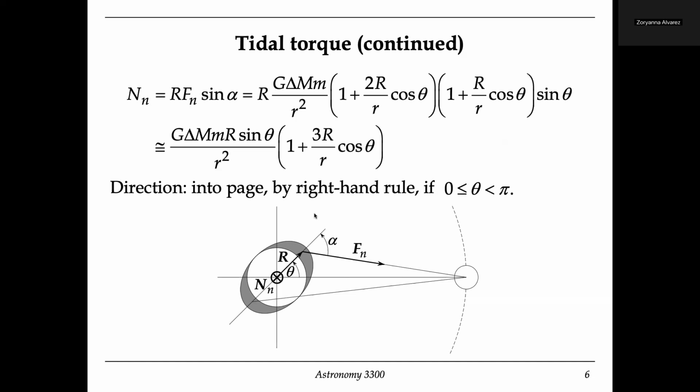I'm just asking for direction. R cross F. So do that here. Tell me which direction the torque is going. Any of you can do this. Okay, what do you see? R cross F. Inward.